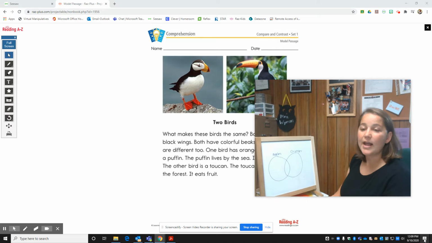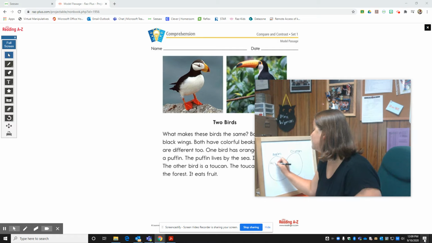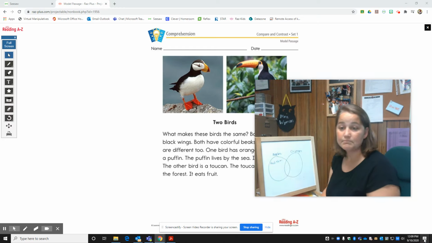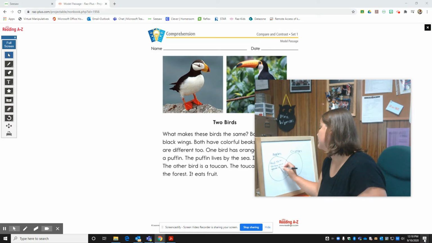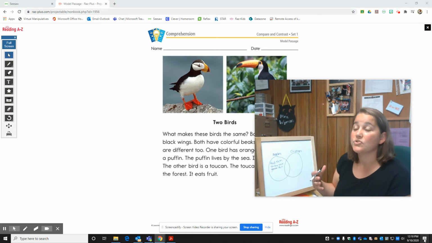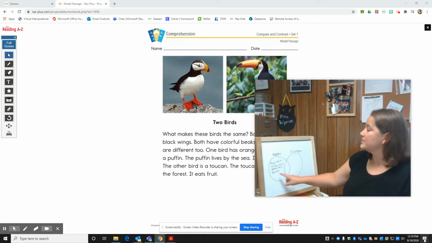Okay, so I know that apples have a red skin, but is that always true? No, they can have a yellow skin. They can have a green skin. I know that apples are sometimes sweet. Now, I want to put sweet over here on this side under apples.